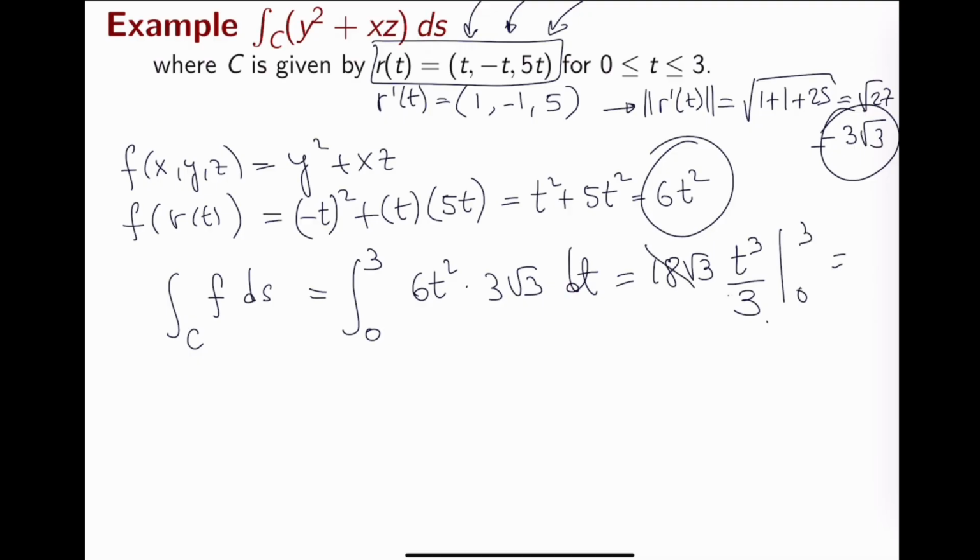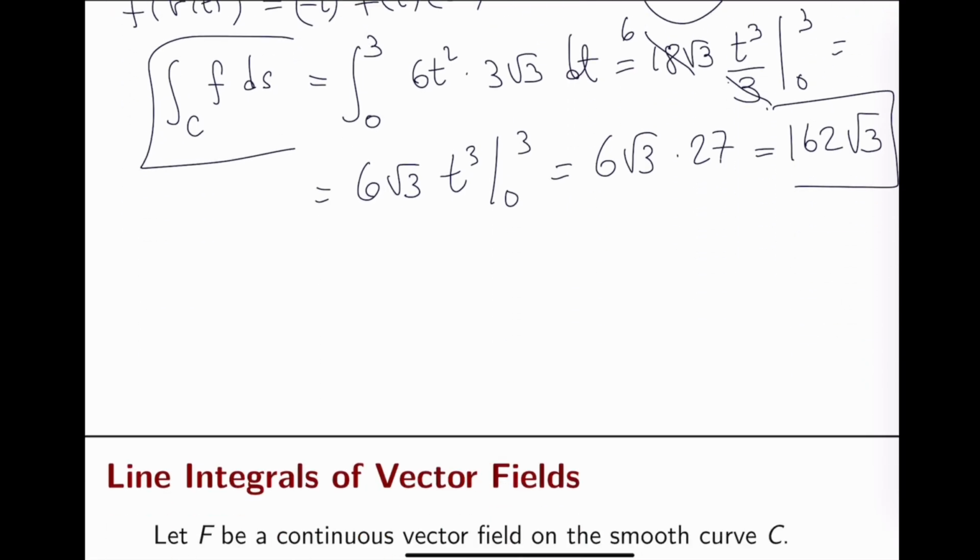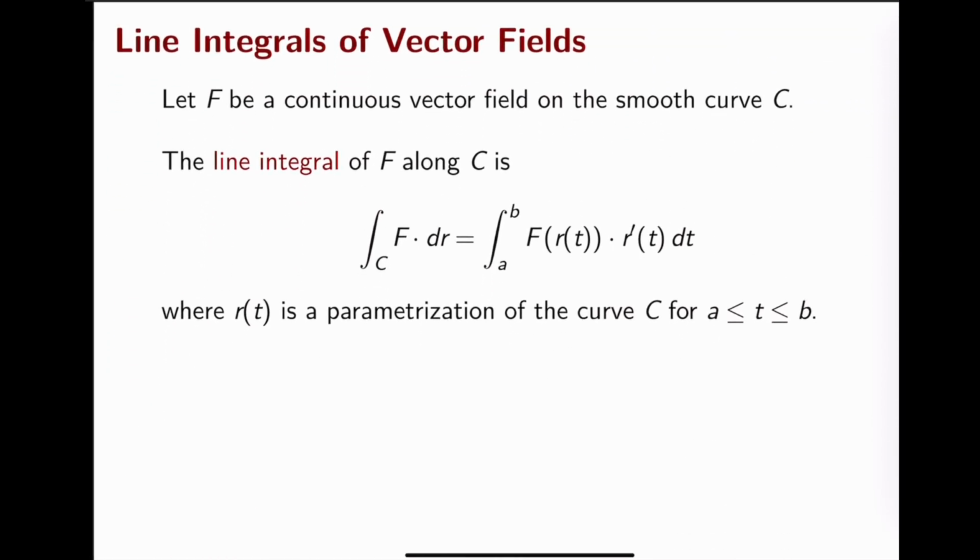So 18 over 3 is 6, so then this is going to be 6 square root of 3 t cubed evaluated between 0 and 3. So this is 6 square root of 3 times 3 cubed. And so this is the result then of this line integral.